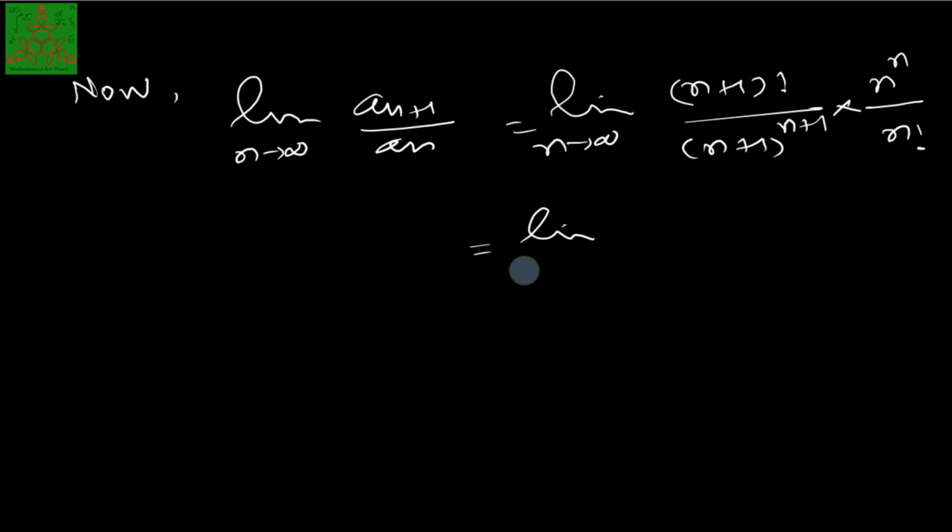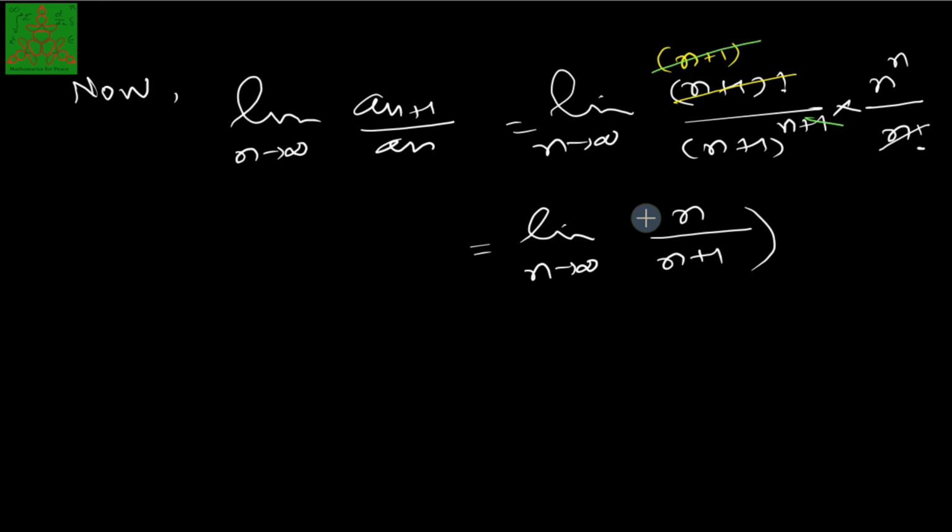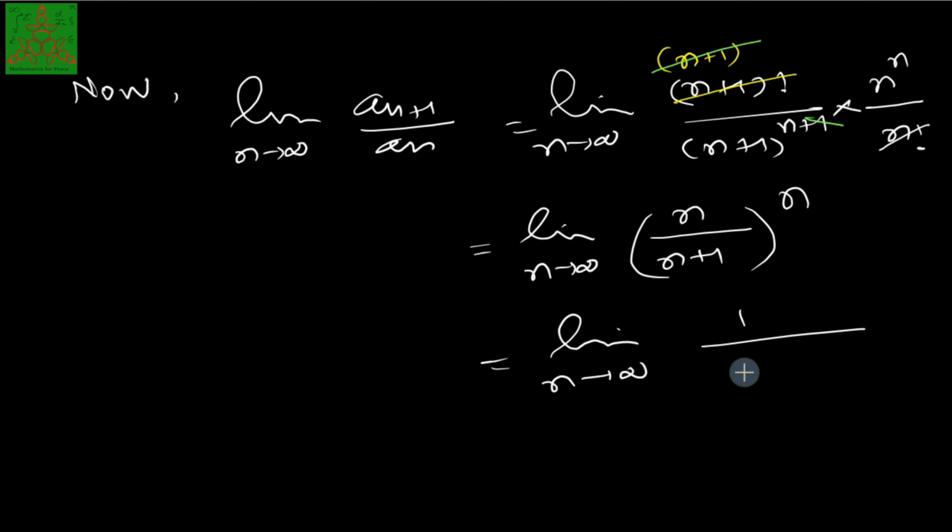This I can simplify as n tends to infinity. This n factorial will cancel out with this n plus 1 factorial and be left with n plus 1. The one n plus 1 is cancelled with this one. So the quantity left is n upon n plus 1 power n. This I can write down as 1 upon 1 plus 1 by n power n, by dividing inside the bracket the numerator and the denominator by n.